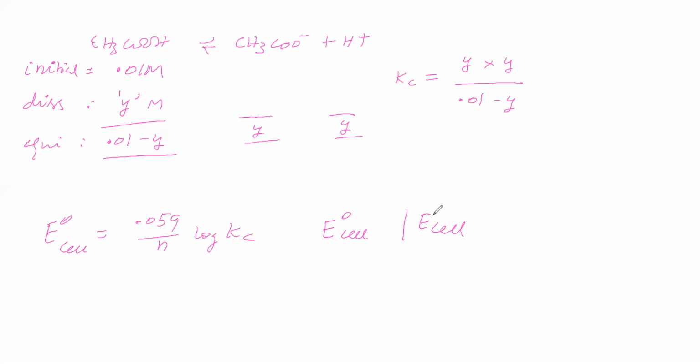This value only changes. Similarly, E naught of Zn2 plus bar Zn, and E of Zn2 plus bar Zn, is the reduction potential of zinc electrode. It is the standard reduction potential of zinc electrode. Whatever the concentration of zinc ion you take, this reduction potential varies, but standard reduction potential does not vary. So this indicates E naught cell is constant for a particular cell. Since it is constant, this is also a constant.